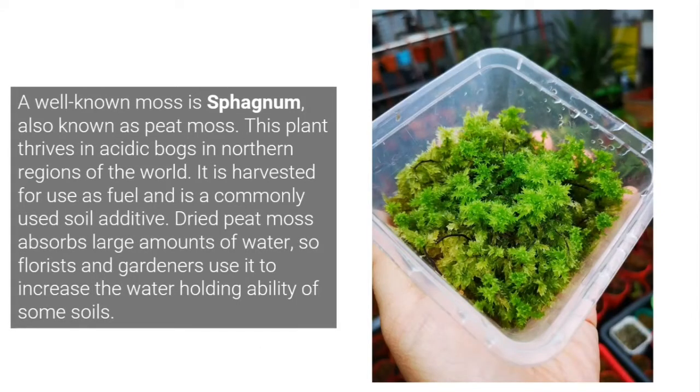A well-known moss is sphagnum, also known as peat moss. This plant thrives in acidic bogs in northern regions of the world. It is harvested for use as fuel and is a commonly used soil additive. Dry peat moss absorbs large amounts of water, so florists and gardeners use it to increase the water-holding ability of some soils.